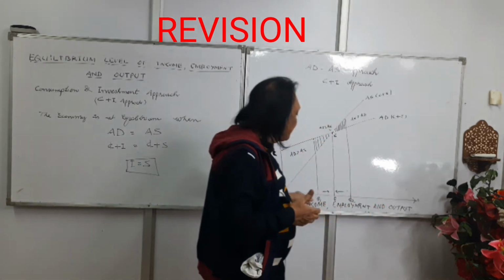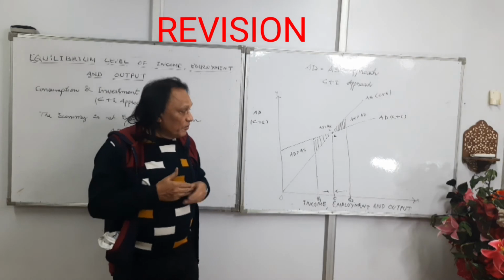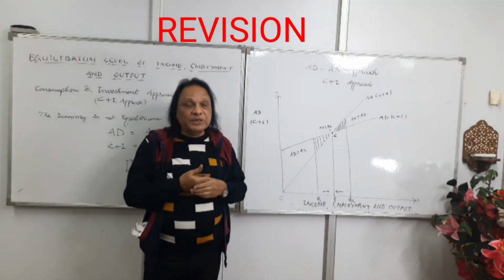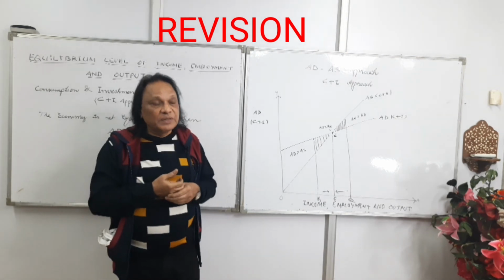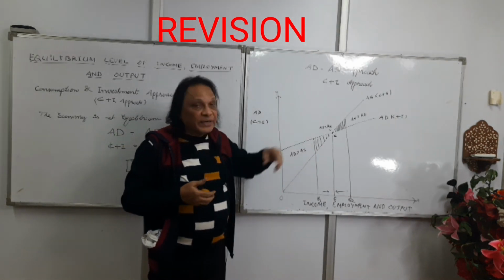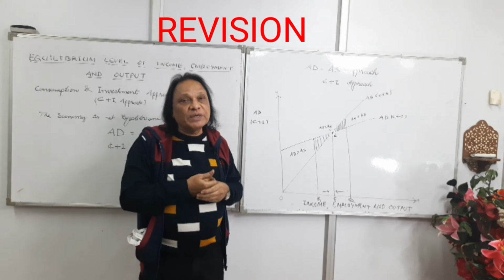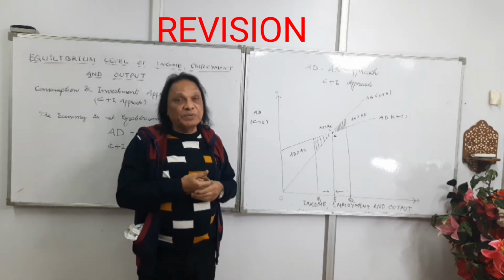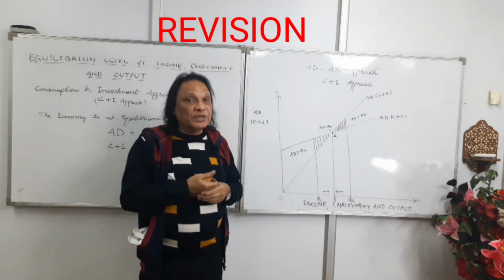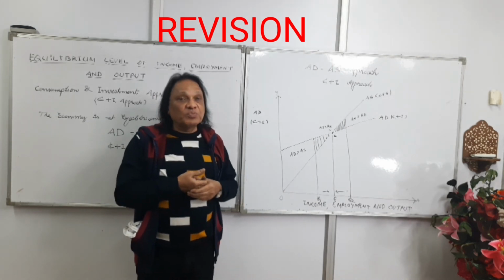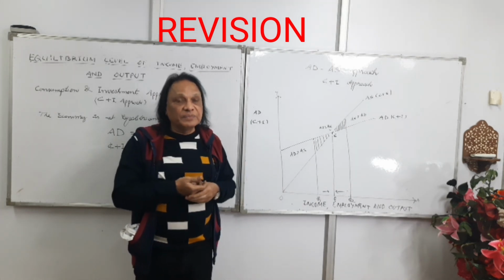It's shown with the help of a graph. You can see it here carefully. On the x-axis, we have income, employment and output. On the y-axis, we have AD, aggregate demand, C plus I. This 45 degree line is a guiding line. We also call it the income line, the AS line, C plus S. Any point on this line shows the equilibrium level of income, employment and output. It's only a guiding line.